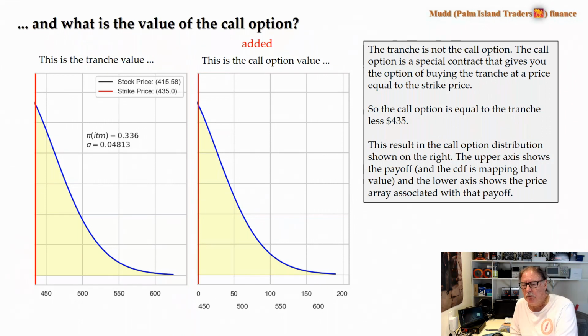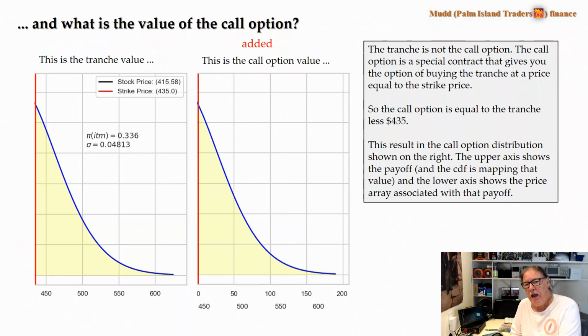That's not quite true. Take a look at the abscissa on the added portion of the slide where it says this is the call option value, and you can see the abscissa has shifted from the strike price being at 435 to the strike price being at 0. And here's why. The tranche is not the call option. The call option is a special contract that gives you the option of buying the tranche at a price that is equal to the strike price.